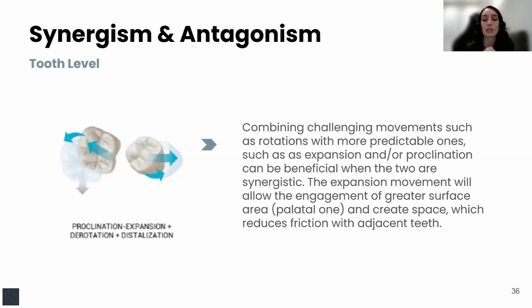And we already mentioned that clear aligners are a closed system, and we definitely always need space for movements to track, especially challenging ones like rotations. So expansion will give me that space that I need, and it will make it easier for me to rotate a tooth. So generally speaking, it is recommended to combine expansion along with rotation.